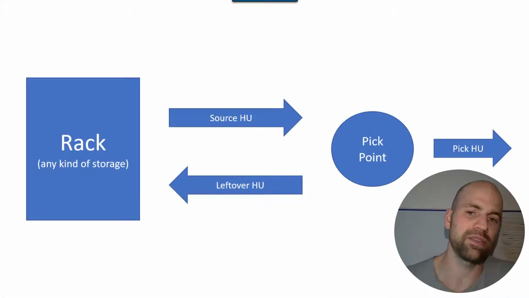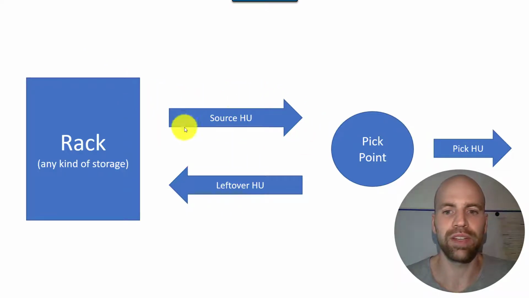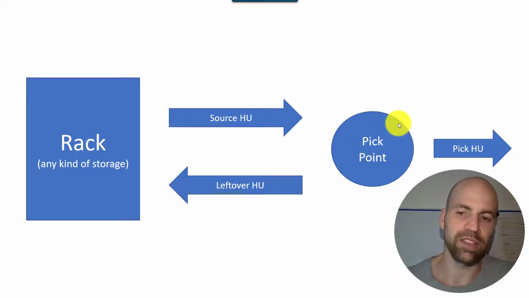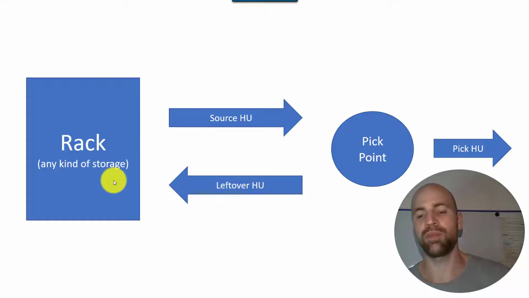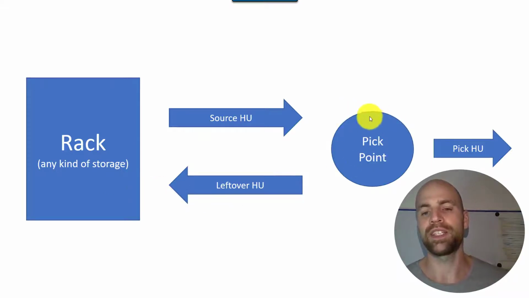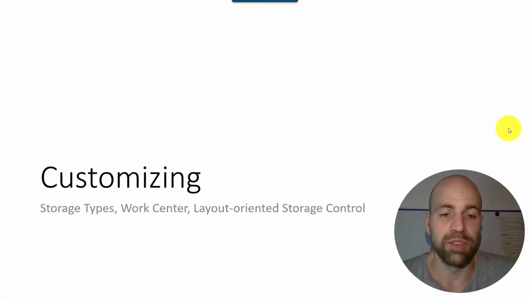And that's how it would look with some visualization here. So we have the rack, and the HU where I want to pick from is going to move from the rack to the pick point, maybe a work center. Once picking is completed, the source HU just moves back either to the bin where it came from or to another bin, and the picked items, most probably within a pick HU, proceed towards the next step in the outbound process. In terms of process, that's basically it. It's not very complex.